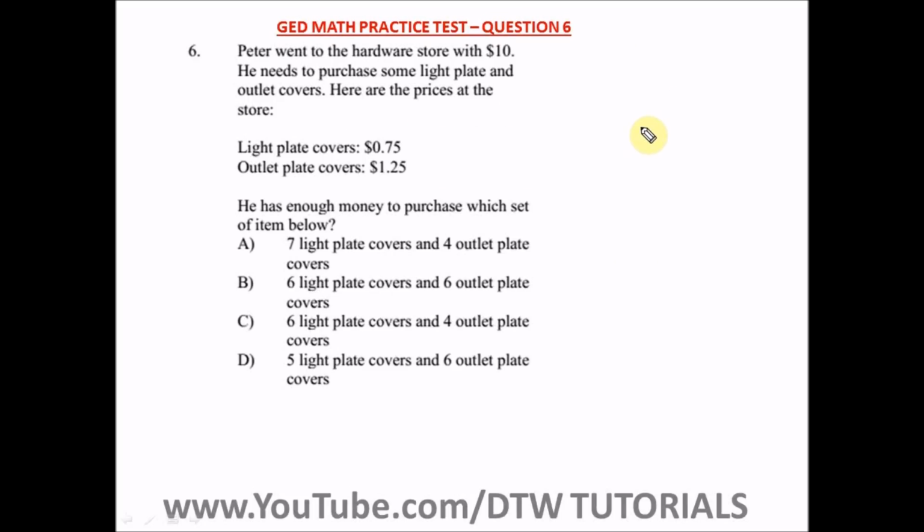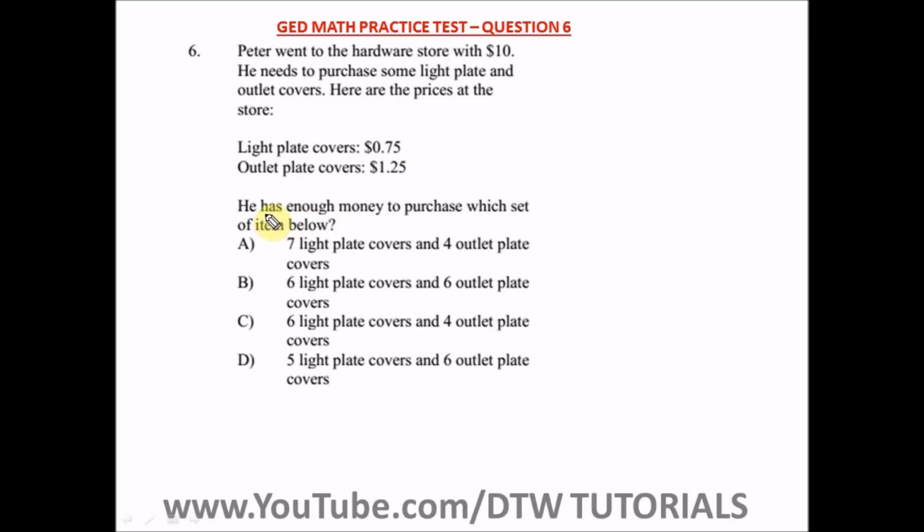Question 6 of the GED Maths practice test. It says Peter went to the hardware store with $10. He needs to purchase some light plate and outlet covers. Here are the prices at the store. The first price is the light plate covers cost 75 cents. The outlet plate covers cost what?